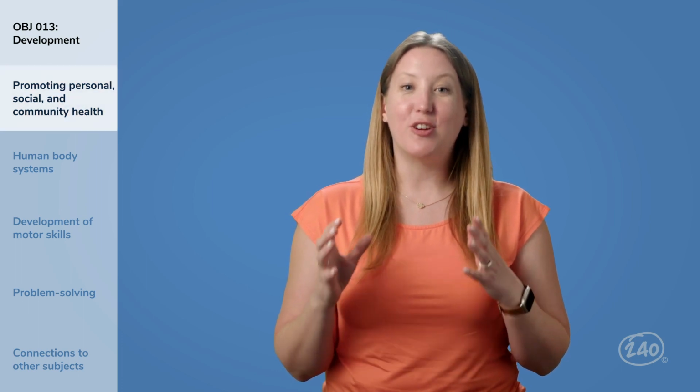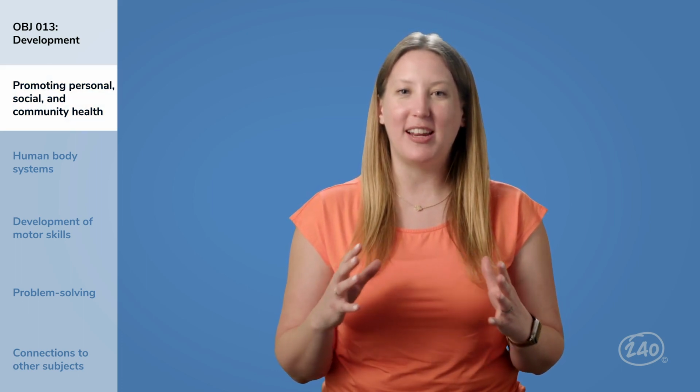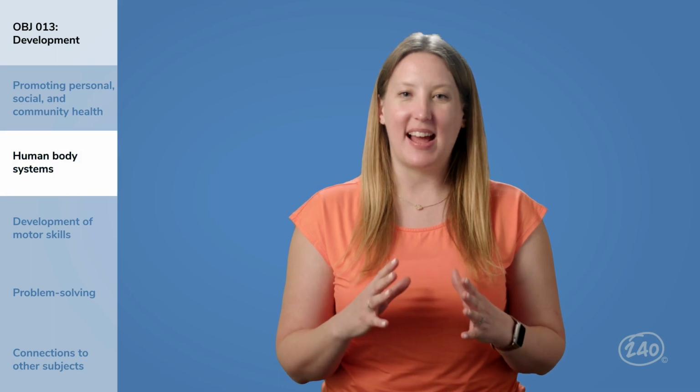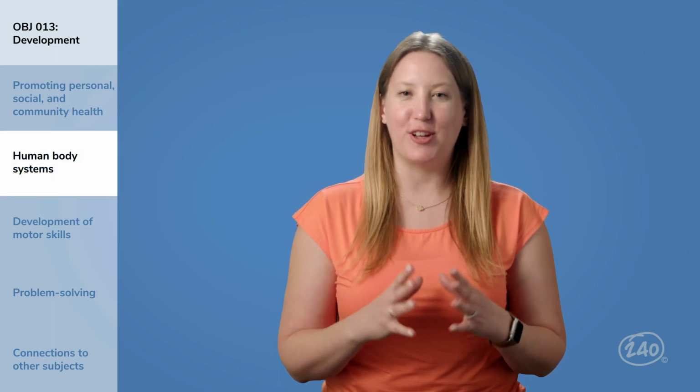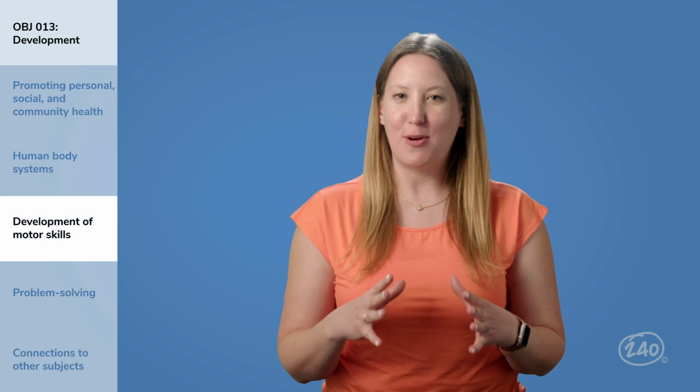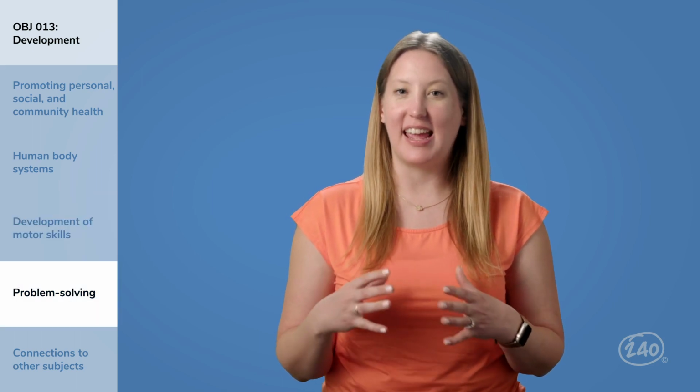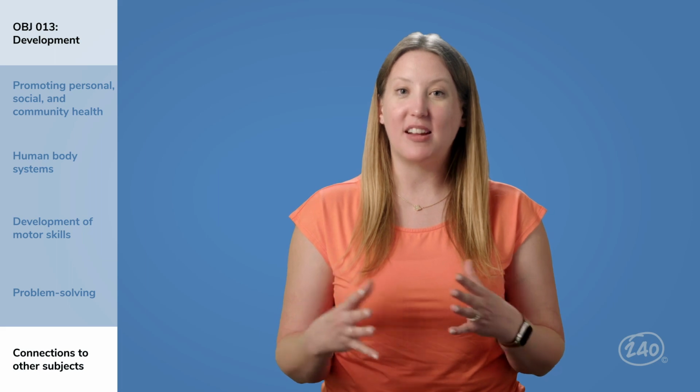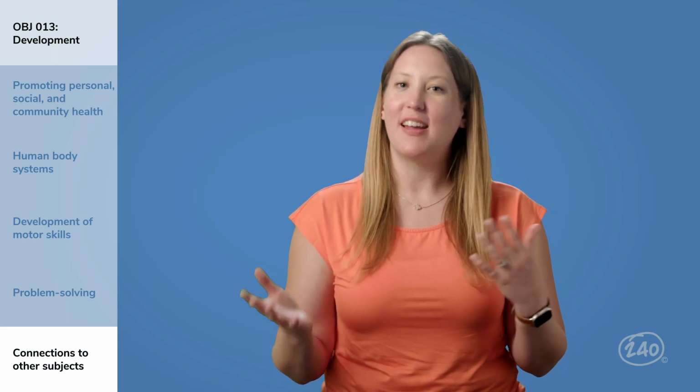Okay, on to our next objective. The physical, emotional, and social development objective is very interconnected. It covers personal, social, and community health. You'll teach a basic knowledge of human body systems for young children. You'll help them develop motor skills, problem-solving skills, and strategies. And you'll help them connect all these concepts to each other and to the other subject areas. So this topic blends physical health and social-emotional skills. It helps to teach small children about how to take care of their bodies and foster positive relationships.